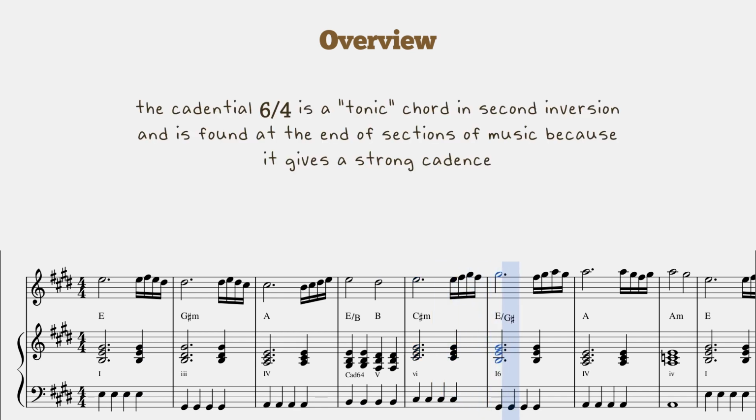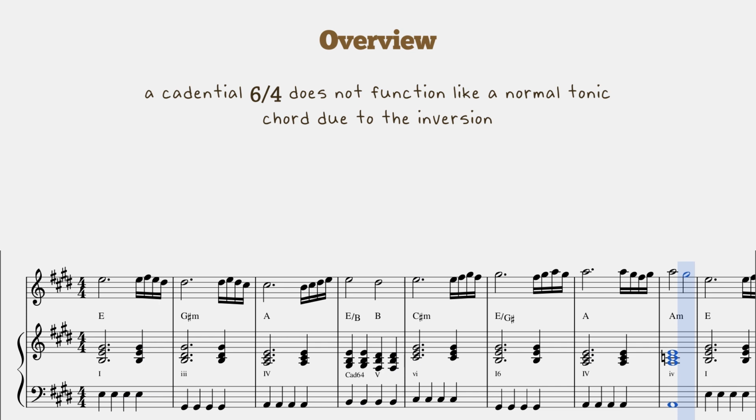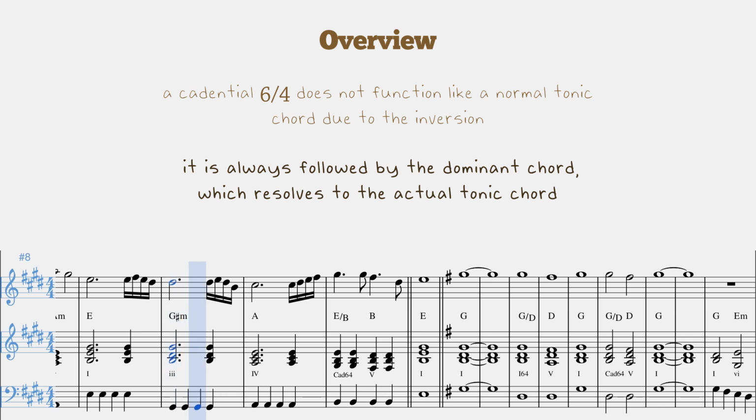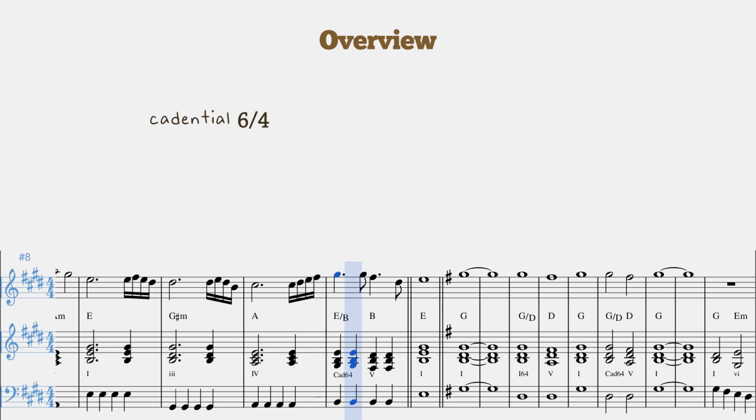The Cadential 6/4 is a tonic chord in second inversion and is found at the end of sections of music because it gives a strong cadence. A Cadential 6/4 does not function like a normal tonic chord due to the inversion. It is always followed by the dominant chord, which resolves to the actual tonic chord. So at the end of a phrase, it goes Cadential 6/4, dominant, tonic.